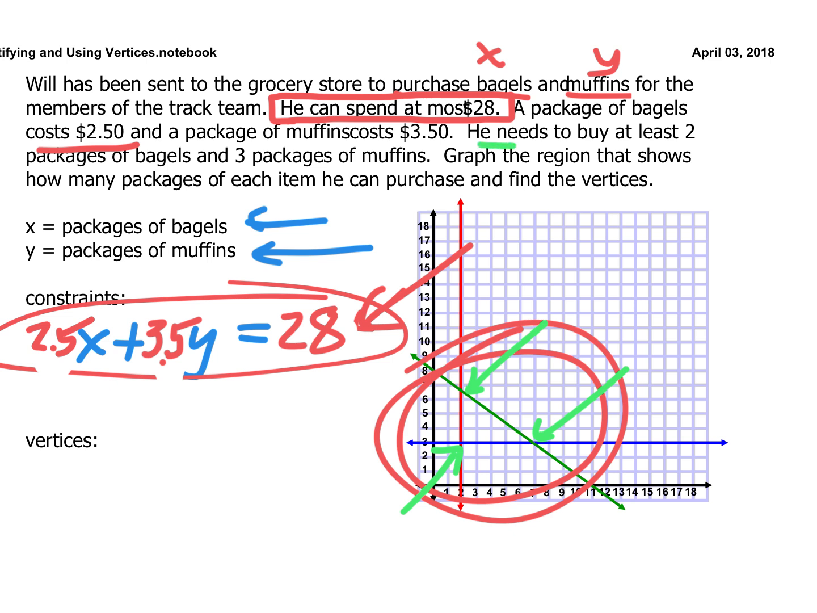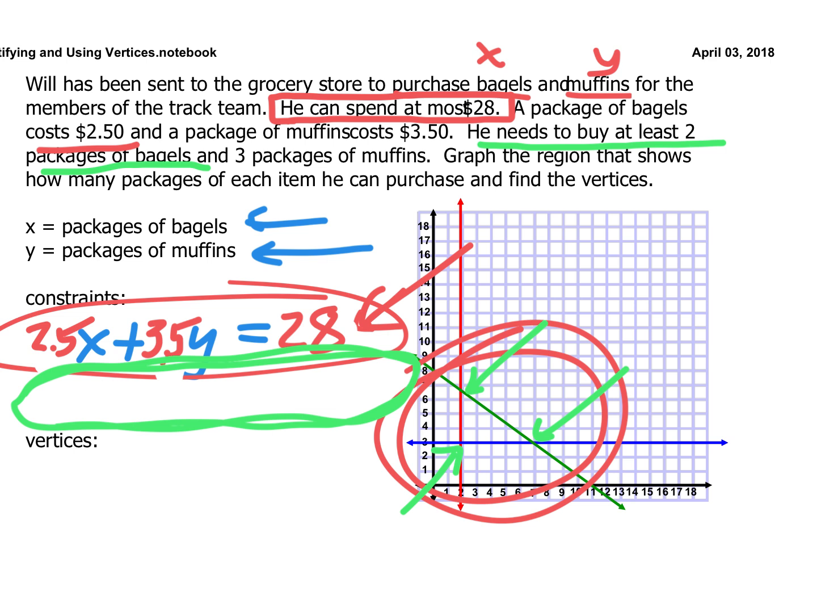He needs to buy at least 2 packages of bagels. Could you start writing an equation for that? Hint, put it right here. Buy at least 2 packages of bagels. It's not that hard. 2x. And 3 packages of muffins. 3y. Does it tell us how many total packages we're going to have? 5. Where's the 5? No, I don't think it tells us.